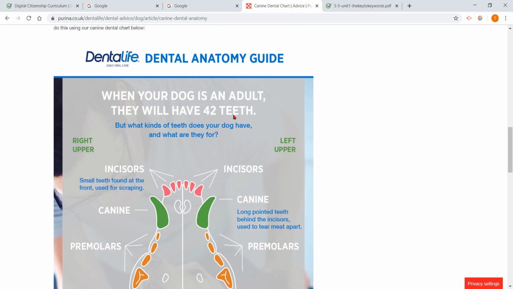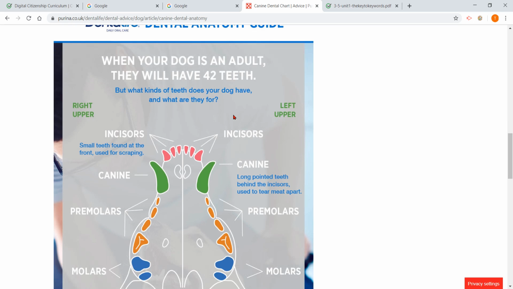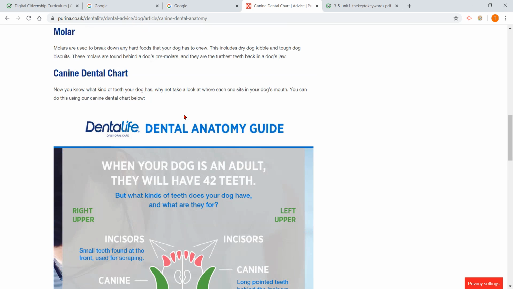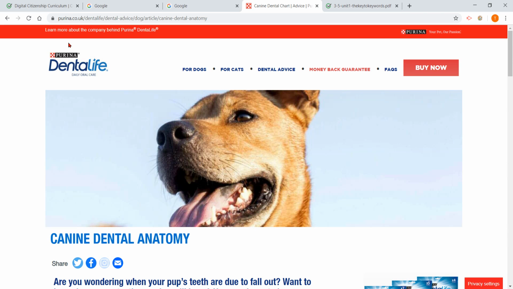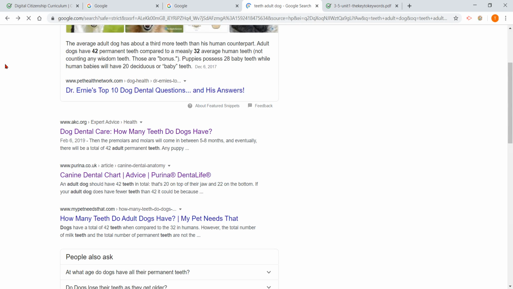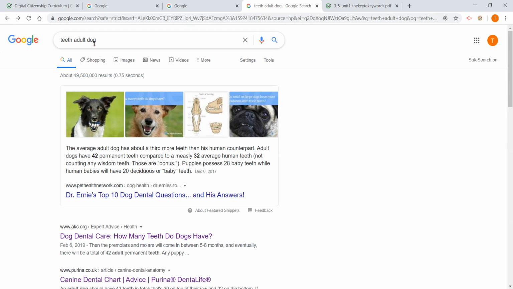So we found 3 websites that say that dogs do have 42 teeth. And at least we know Purina and AKC are pretty credible. So that would be some good websites that you could use to find out about that fact. And I don't know if you remember, but we did type in as keywords just teeth, adult dog, and that was plenty. All right, let's do one more here.